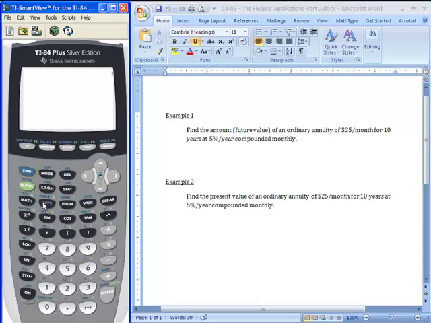Go back into apps. Choose option number 1 for finance. But again, instead of choosing the TVM solver, I'm going to go over to the VARS menu. I'm going to choose option 5, and I'm going to press enter. If you don't like the negative, what you also could have done is done negative, and then we can just simply take, in this case, second answer, or you could go through and get the FV again.